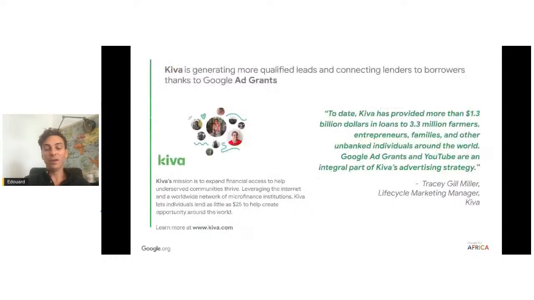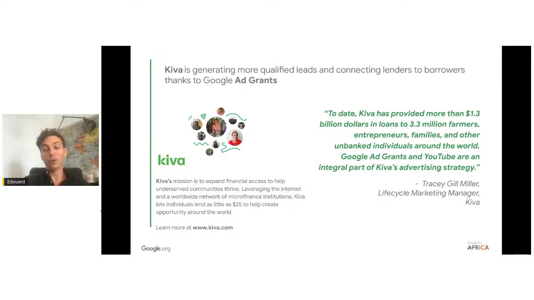One example of an organization that uses Google Ad Grants to solve some challenges is Kiva. Kiva is a microfinance organization that connects lenders and borrowers around the world. These borrowers often do not have access to capital to grow their businesses, whether it's medical assistance or education to families or communities, or to improve the overall livelihood of a region.